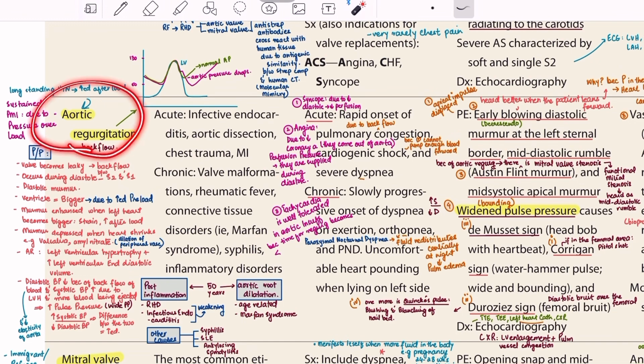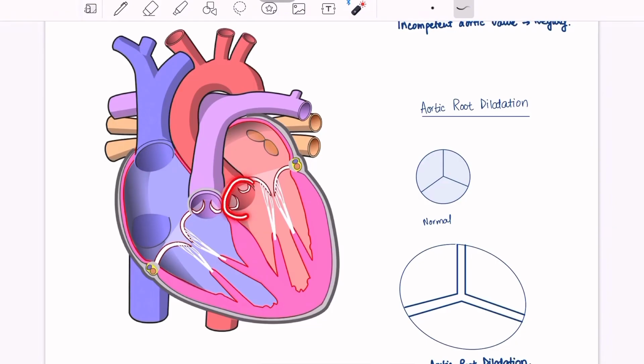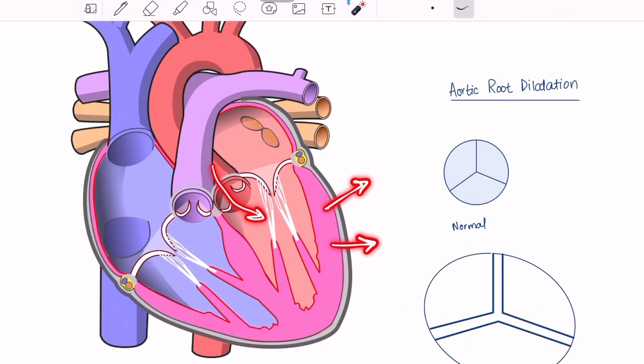So what is aortic regurgitation? This is the aortic valve, and it is between the left ventricle and the aorta. Aortic regurgitation happens when this valve becomes weak and blood cannot propel forward, and instead it trickles down back into the ventricle, causing the ventricle to hypertrophy.